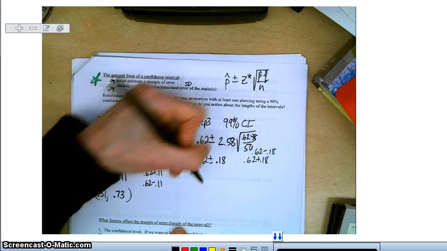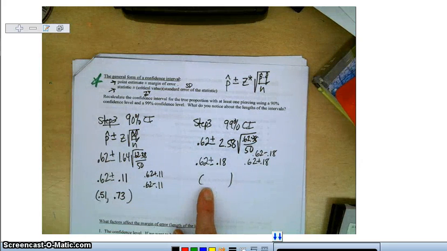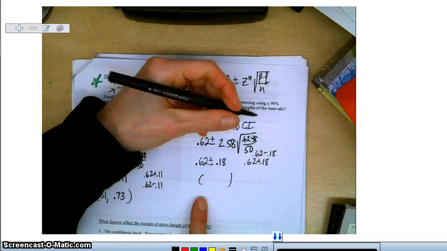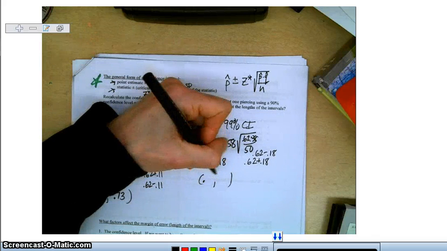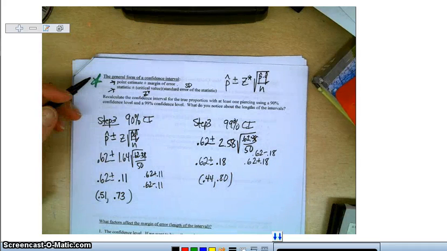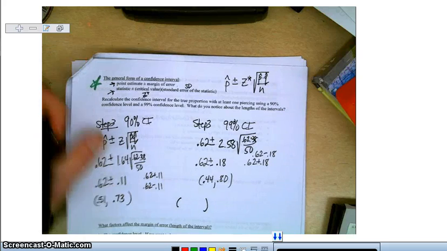When you name a confidence interval, what number should go first always? The smaller number, small to big. It's an interval of values. So this would be 0.44 to 0.80. Okay, so now the other one we got, what was the answer from the other one?